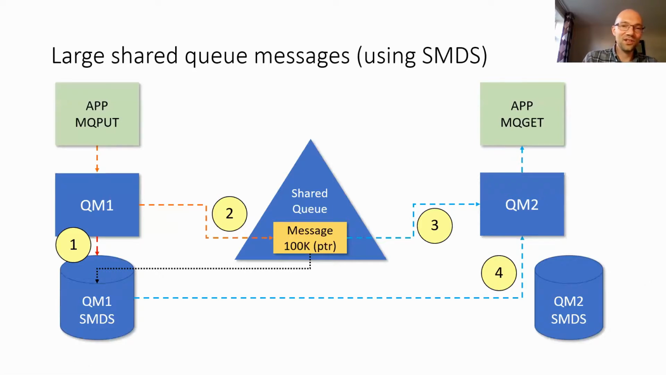Now, it's not strictly true that all messages in a shared queue are stored in the coupling facility, because due to the constraints of the coupling facility and how MQ uses it, the largest message size that can be stored in the coupling facility list header itself is just under 64 kilobytes. So you can put messages that are bigger than that to shared queues, but MQ will need to store the message data somewhere else if you do so.